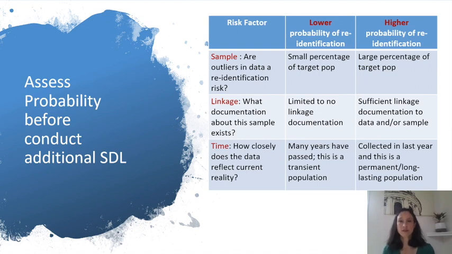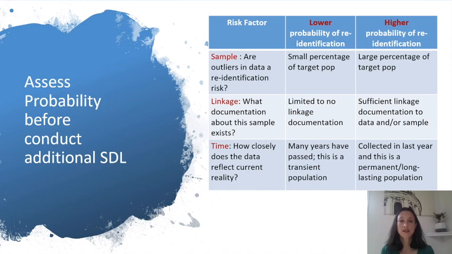If you have a sample where you've sampled a large percentage of your target population, let's say within a village or within a district, you've sampled over 50% of the households, well, then there's a higher risk that an outlier in your data is an outlier in the actual population. And so you have a higher probability of re-identification risk.